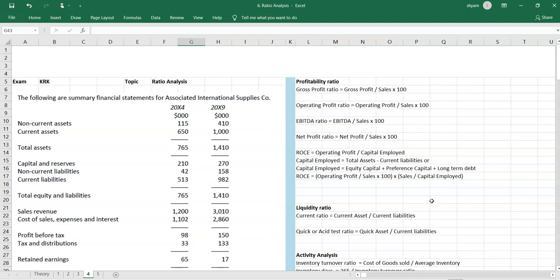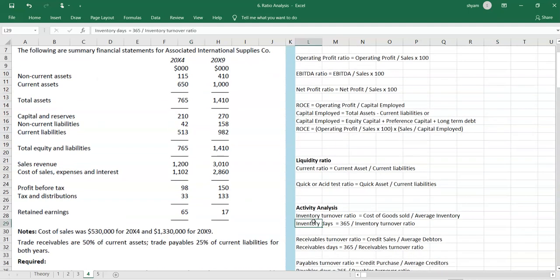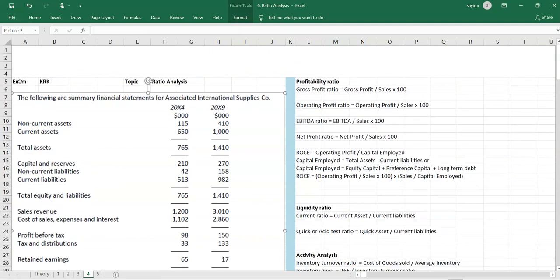For example, if you take the inventory turnover ratio, we compute average inventory. That is not possible here because this is 2004 data and this is 2009 data. You can't take opening inventory and closing inventory. So we have to find out the ratio analysis for both the numbers. What we'll do is we'll read the question first and see what numbers are available.